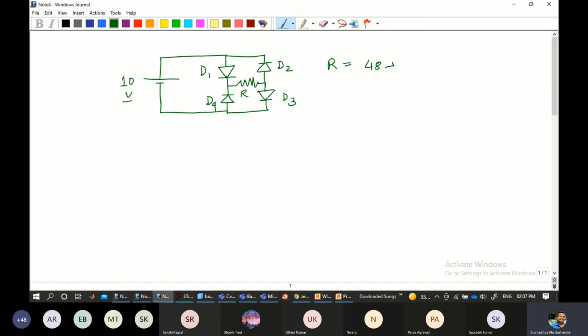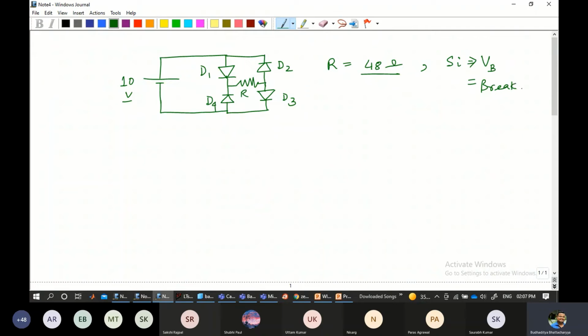Now the question is: calculate the current through this 48 ohm resistor, the R that we have mentioned in the circuit shown. Given the supply, it is also mentioned that the nature of the diode is silicon, and it has a breakdown voltage VB. We call it the breakdown voltage.